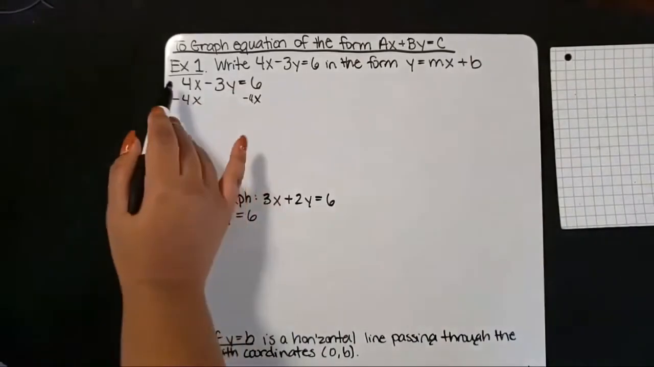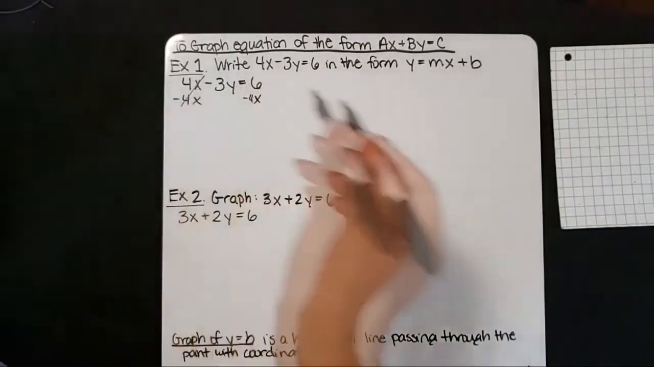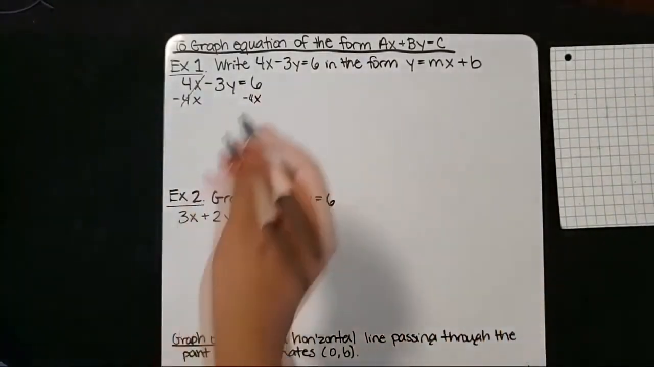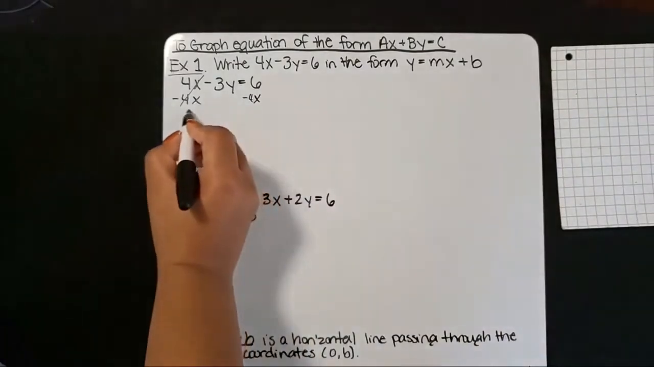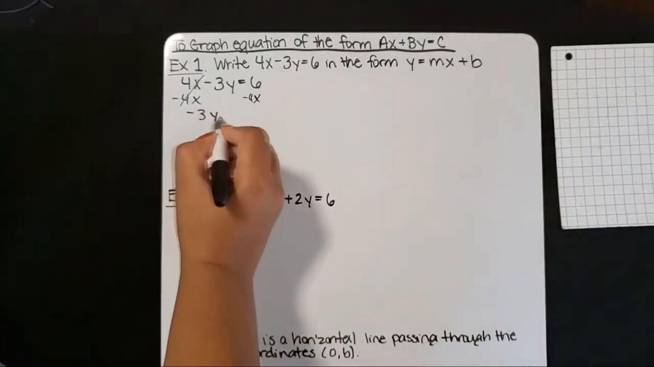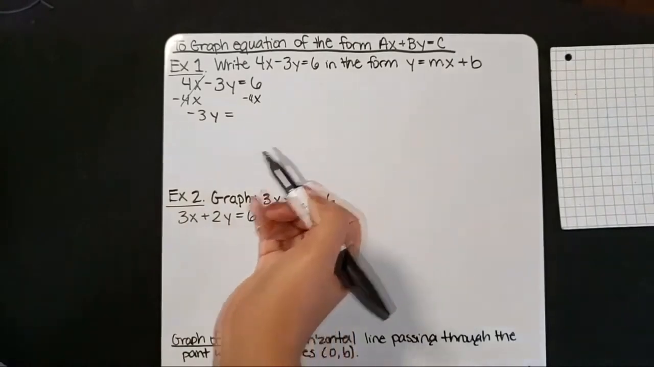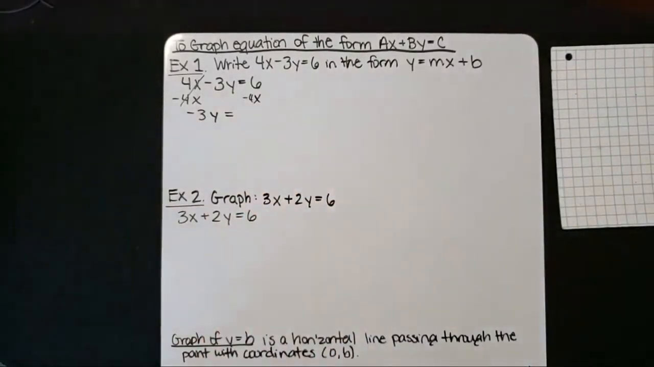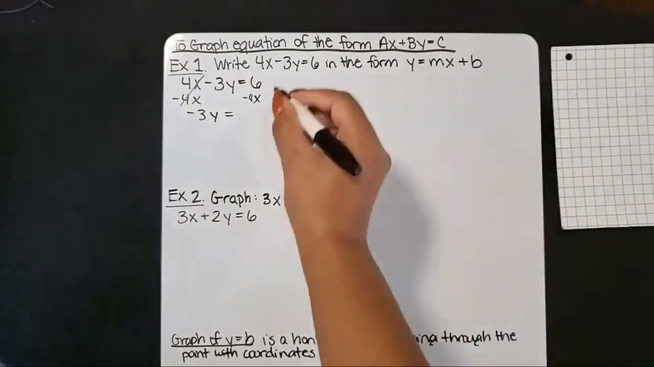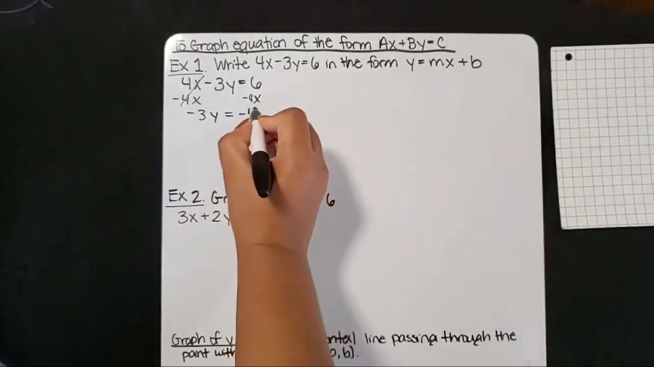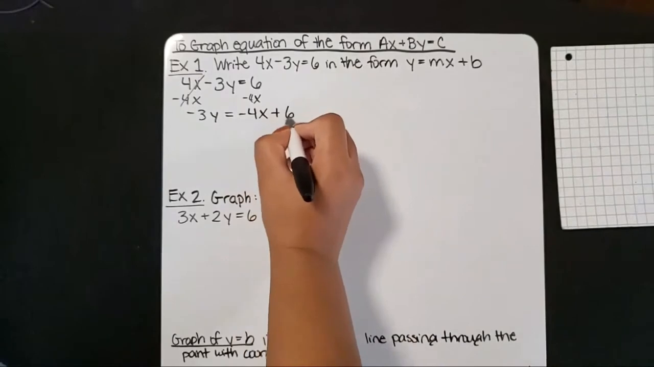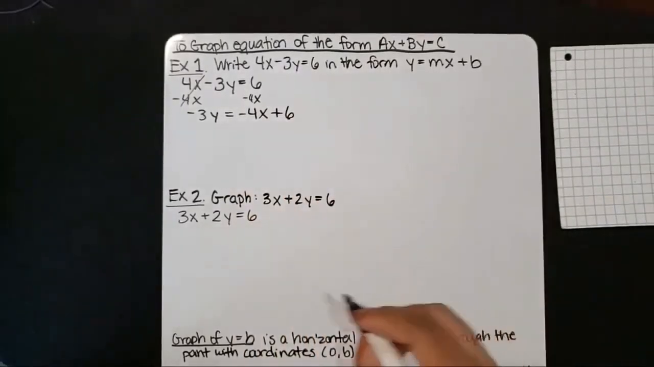All right. So 4x minus 4x is 0. So on the left side, we have negative 3y. On the right side, we have negative 4x plus 6 because the 6 is positive. So it'll be a plus 6.